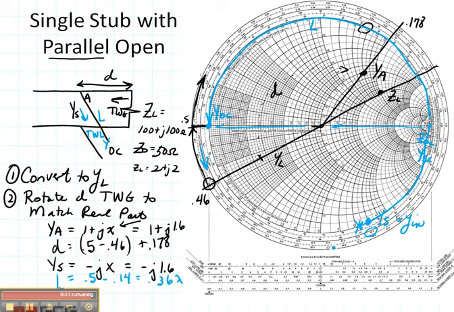Now, did you notice that I used the wavelengths toward the generator plot? The wavelengths toward the generator line, that's this line right in here. If I had used the wavelengths toward the load line, it would have been wrong.